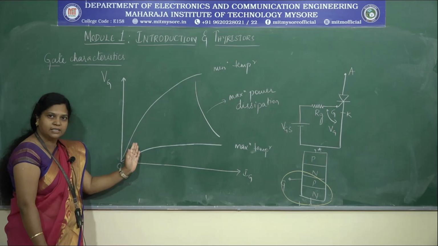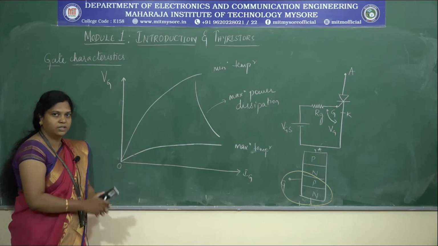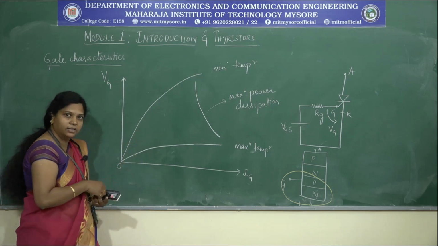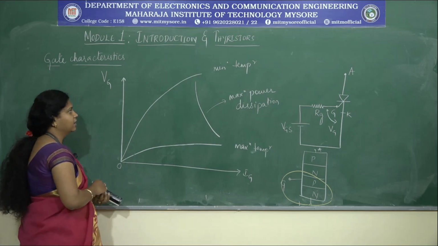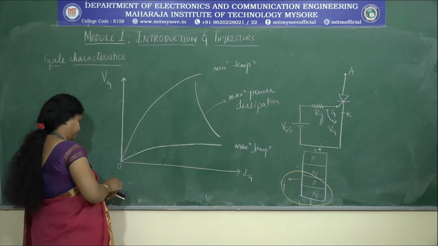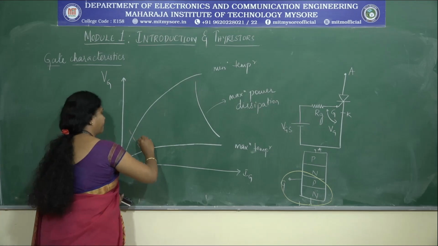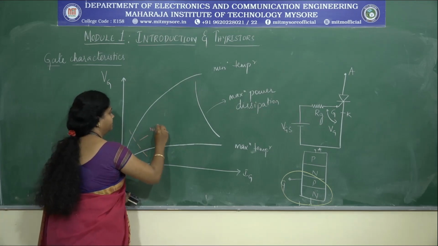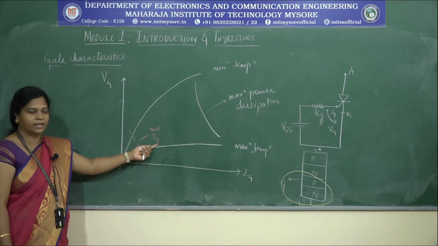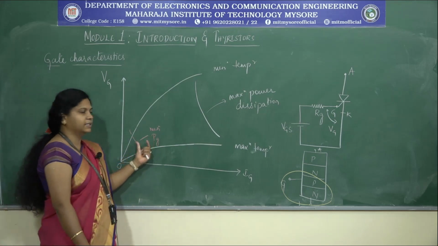But being within this limit means there should again be another, minimum power dissipation curve, within which you have to apply the power or the gate characteristic signal. Let us say that this is the minimum gate power, where Pg represents the gate power. So this curve represents the minimum gate power that is applied.